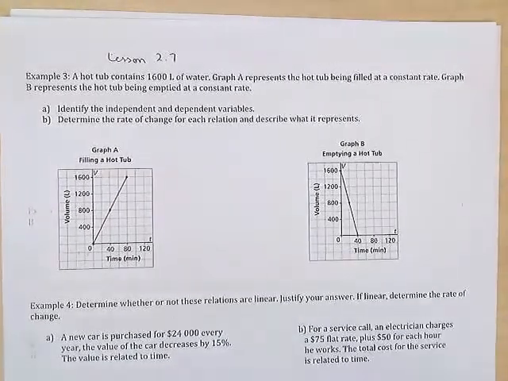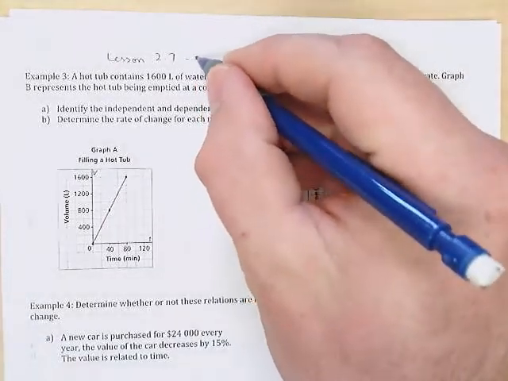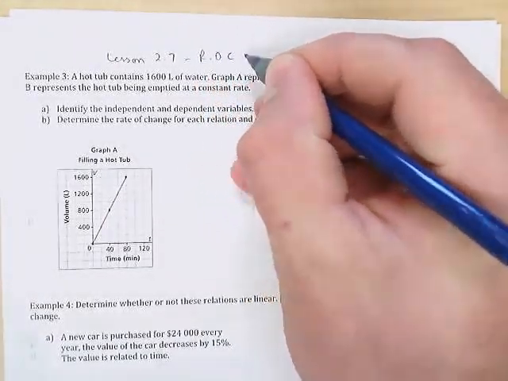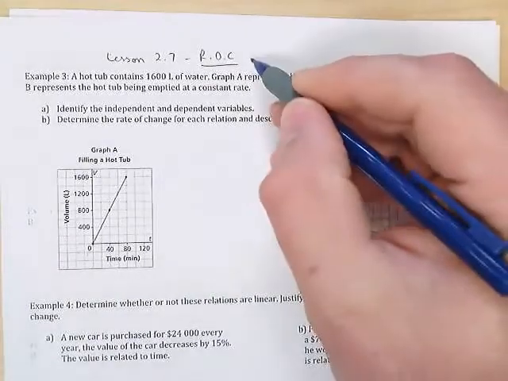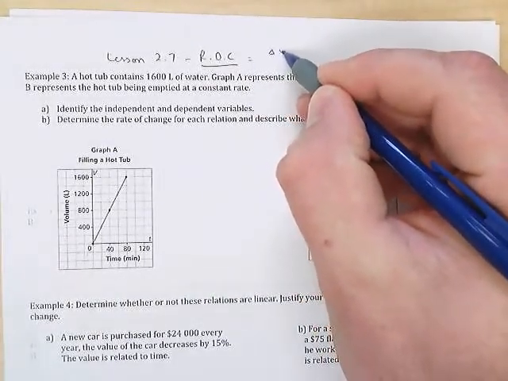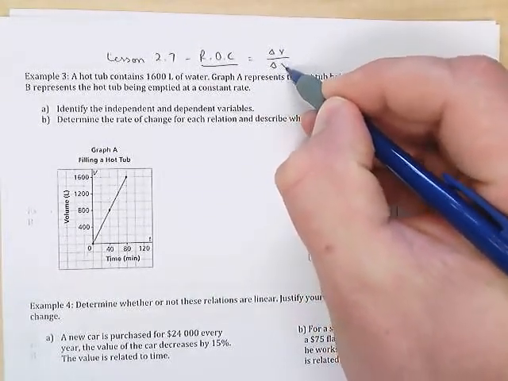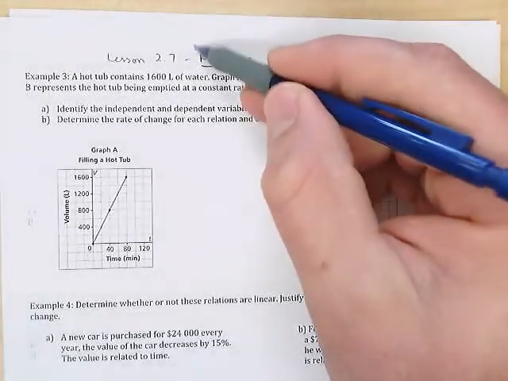All right, so lesson 2.7, primarily dealing with rate of change here, right? So always remember, it is the change in y over the change in x. Okay, that's your rate of change.